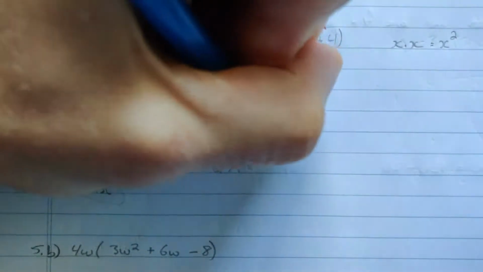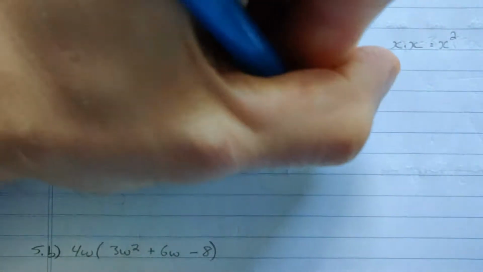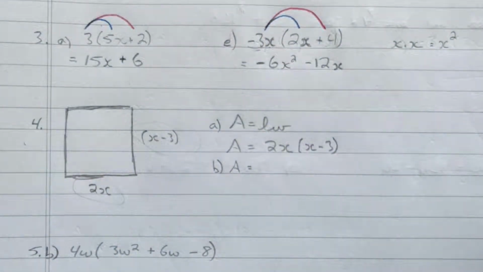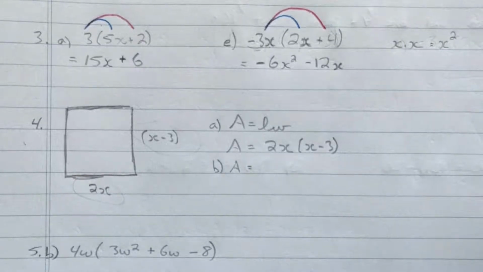So I have 2x times the x minus 3. And again, we don't have to put a multiplication sign in there because when two things are side by side with no sign, it's assumed it's multiplication. And now it's just the same type of question as we did in number 3.